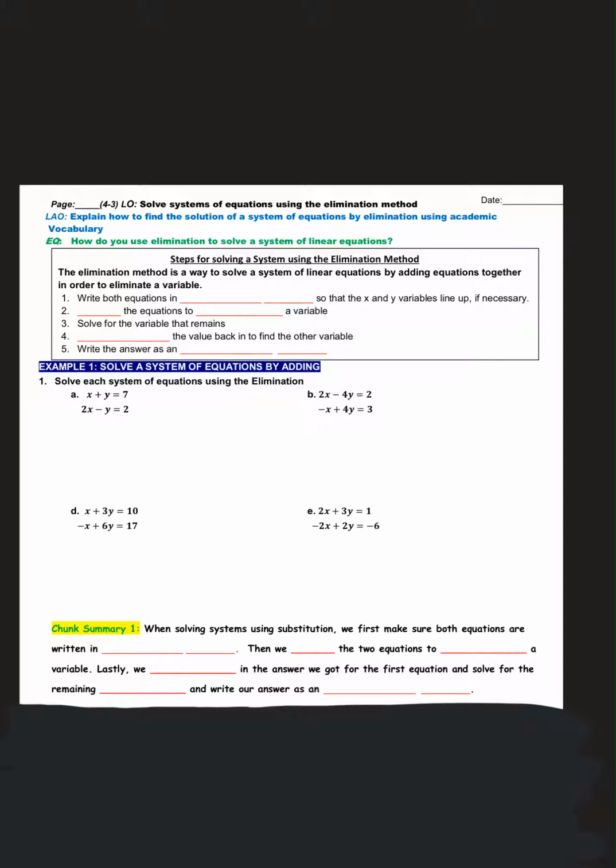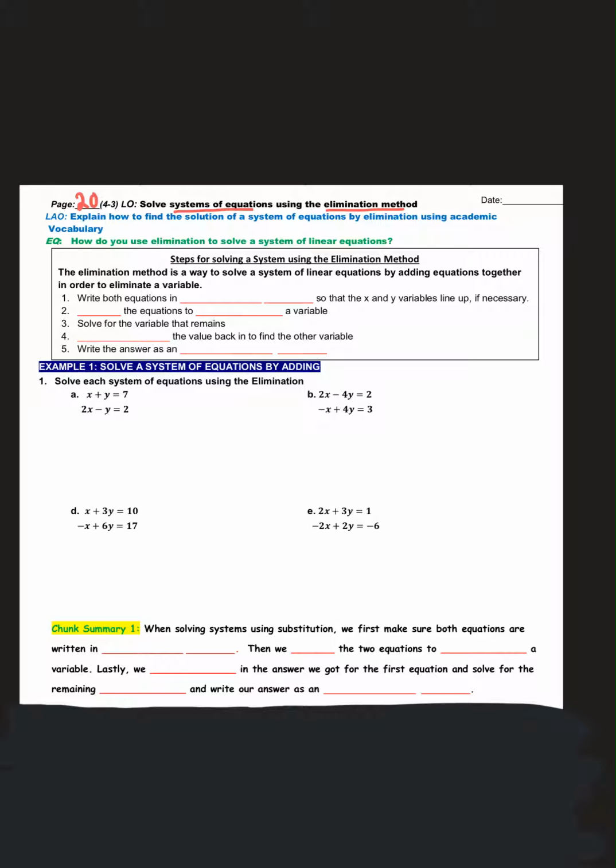We're going to talk today about solving systems of equations using the elimination method. This is the third method that you're learning how to solve systems of equations. For those of you who are in my class, this goes on page 20 of your interactive notebook.